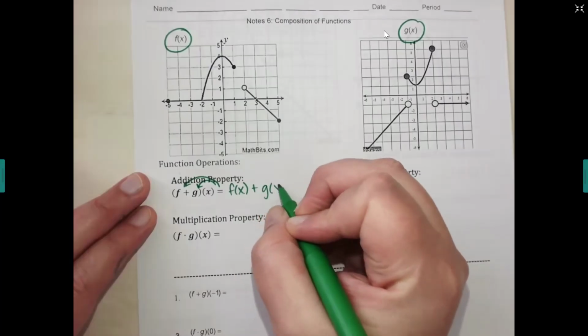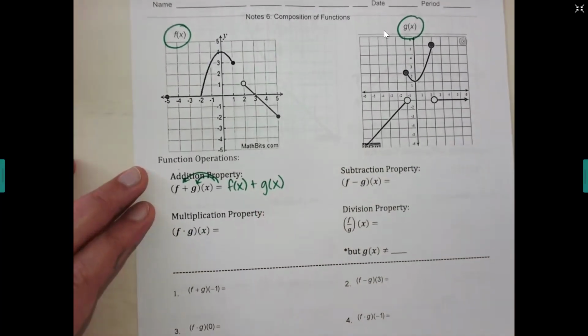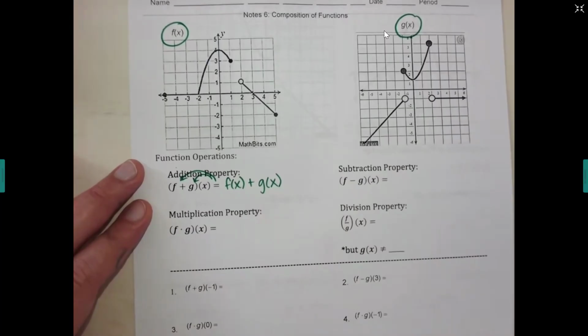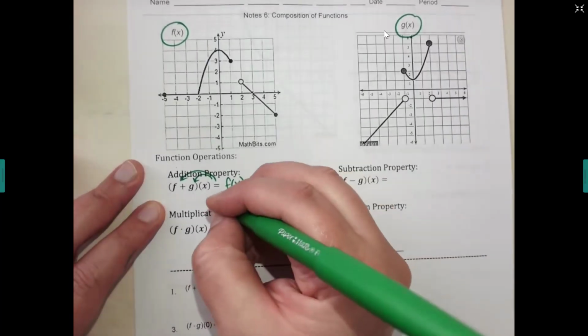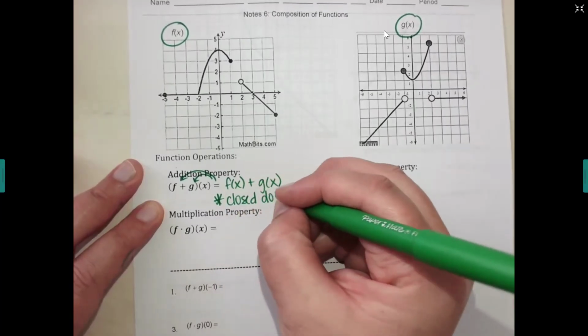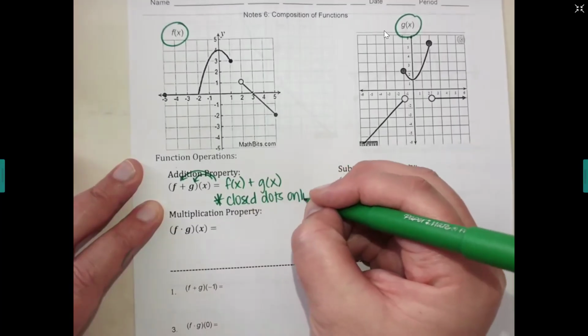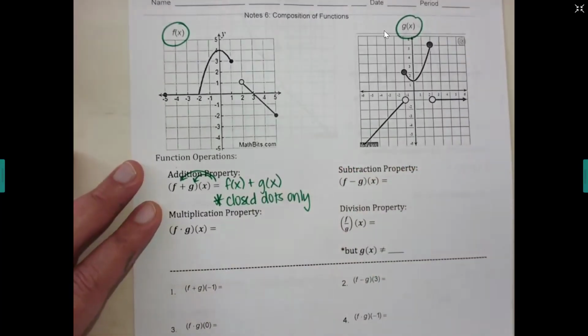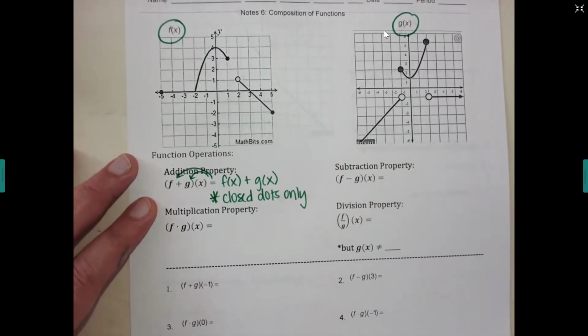Now, one little thing for you to remember, when you're finding F, it has to be what kind of dot? Closed. Closed dots only. If the only dot that's available is an open, do you remember you put undefined?